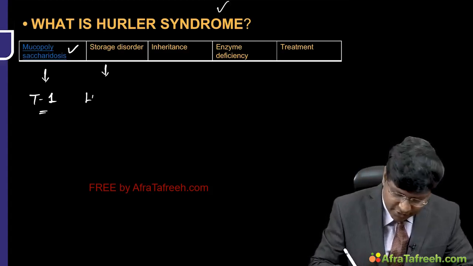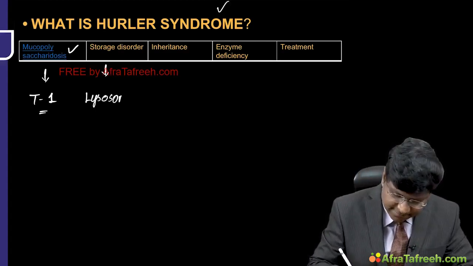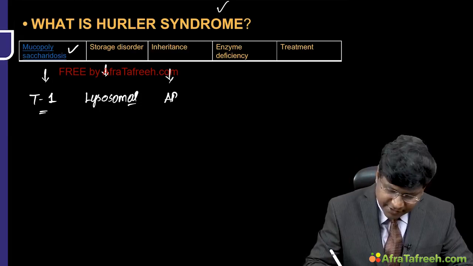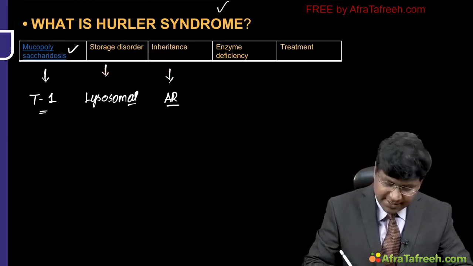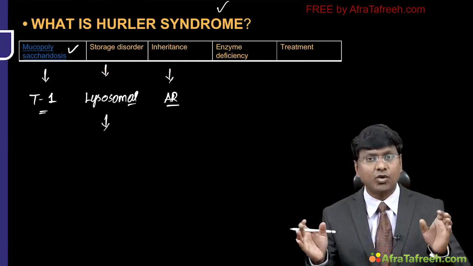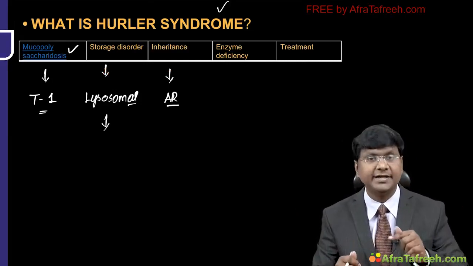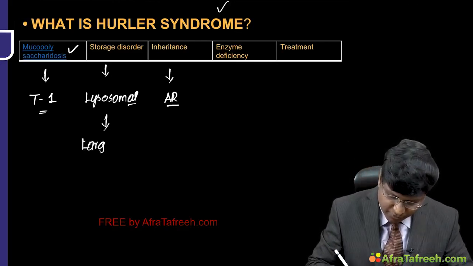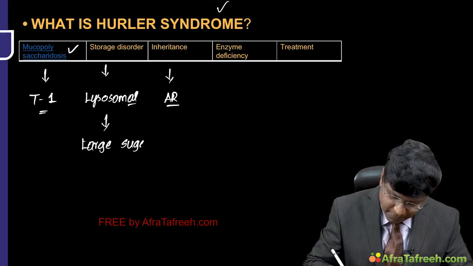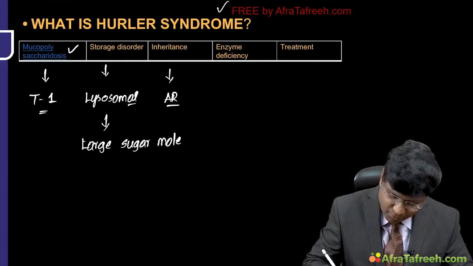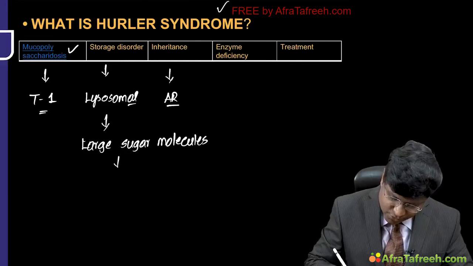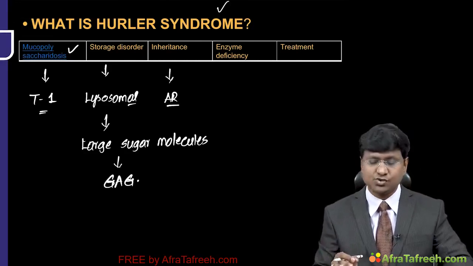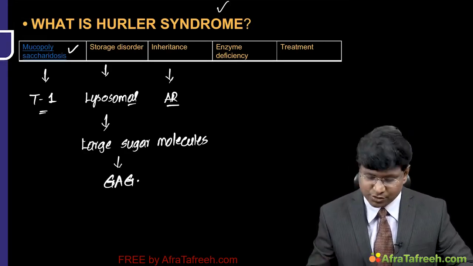And what type of storage disorder is this? It is a lysosomal storage disorder, and it is an inherited disorder with an autosomal recessive type of inheritance. Now, in this lysosomal storage disorder, what is the abnormal substance which gets accumulated in Hurler syndrome? It is the accumulation of large sugar molecules, right? And these large sugar molecules accumulated within the lysosomes are the glycosaminoglycans, which are responsible for your lysosomal storage disorder.